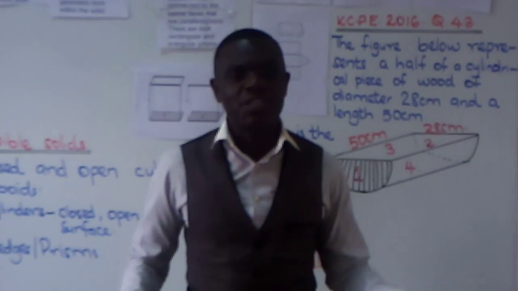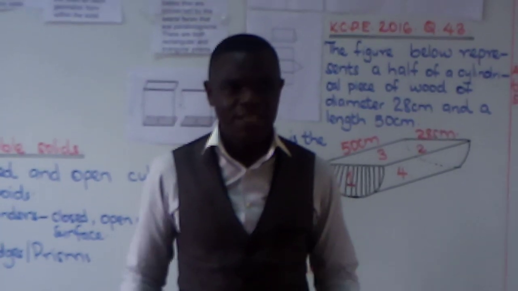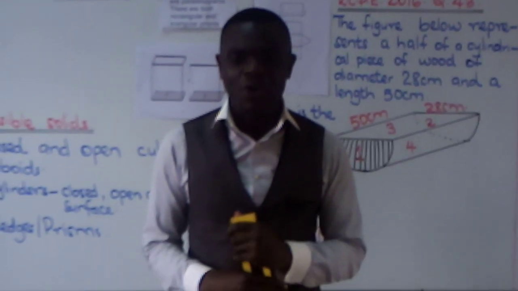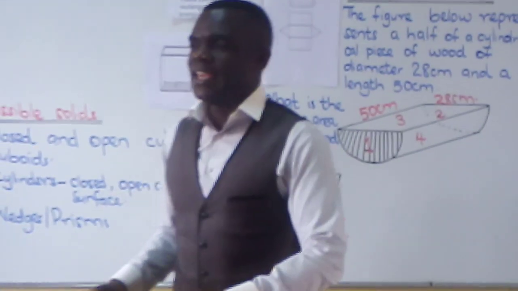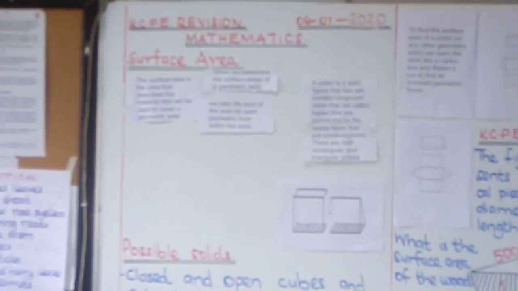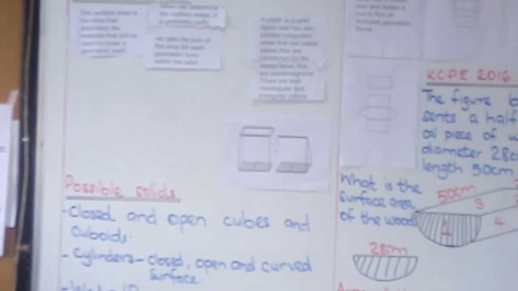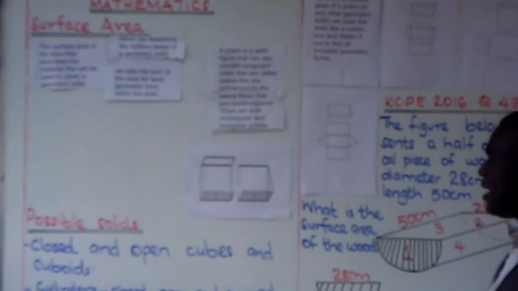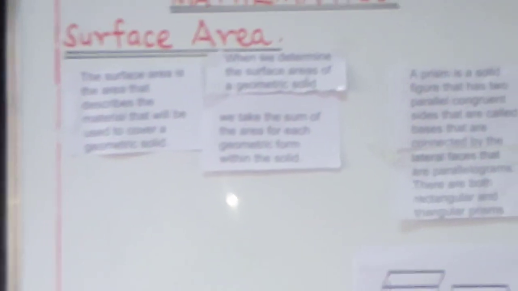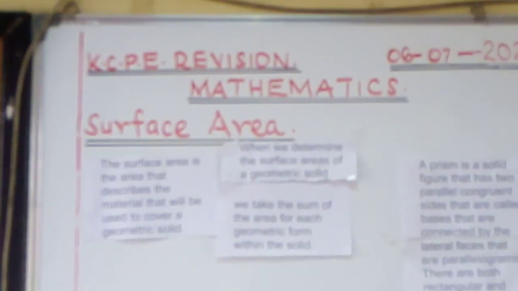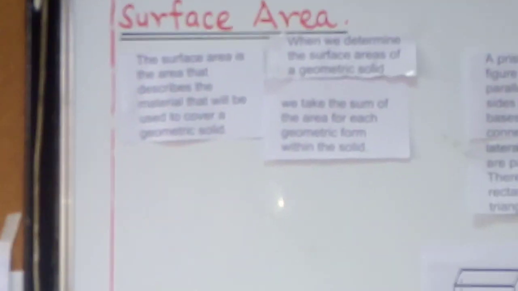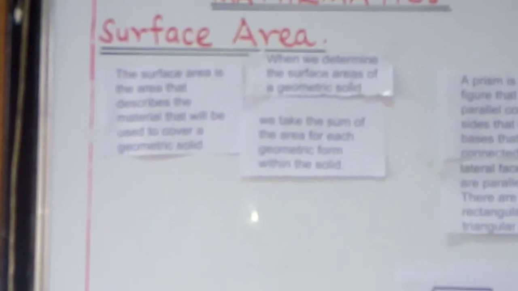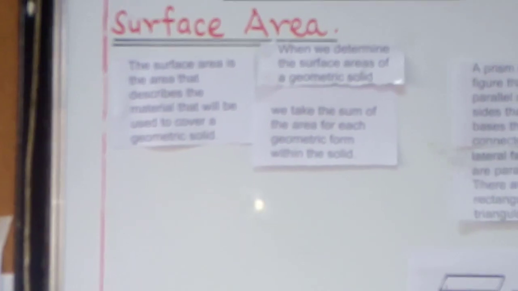Today I want us to touch on surface area of solids. Now we would like to know what surface area is. I've endeavored to find information about surface area. Surface area is the area that describes the material that will be used to cover a geometrical solid.